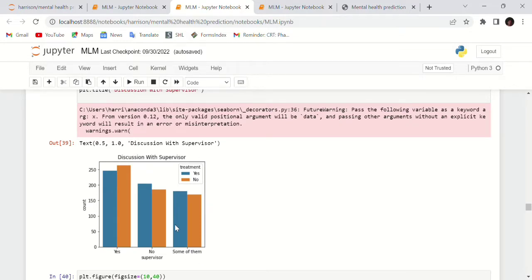This graph is in contrast to the above one. Though the majority of people are comfortable with discussing their physical health problems with their supervisor, about one third of them are uncomfortable with it.